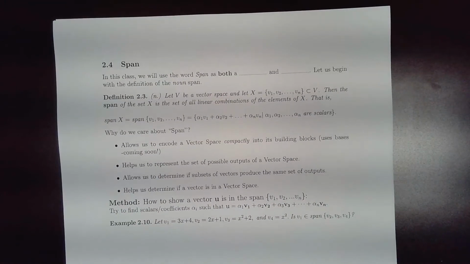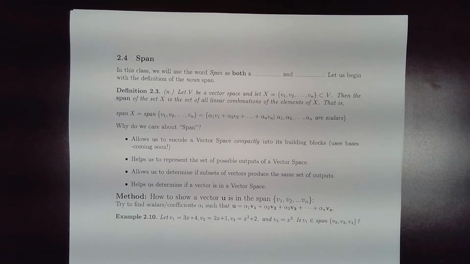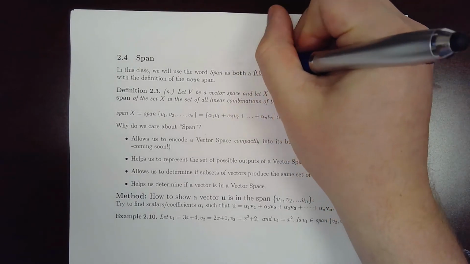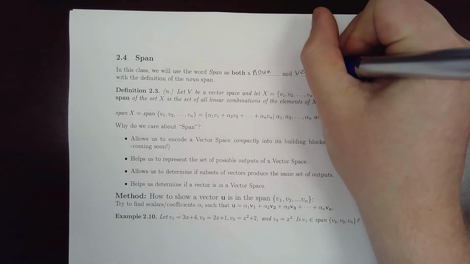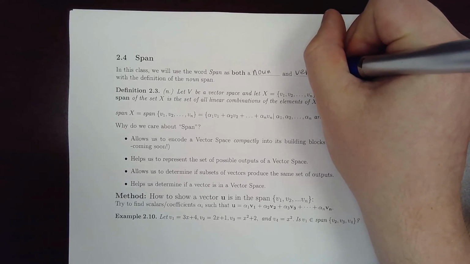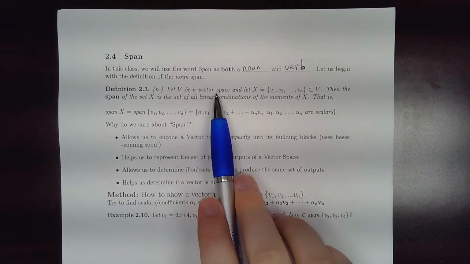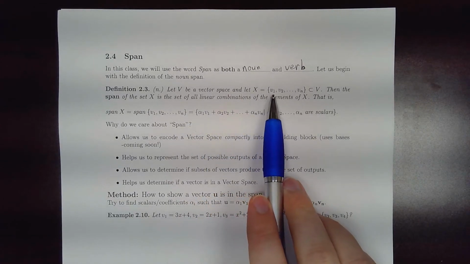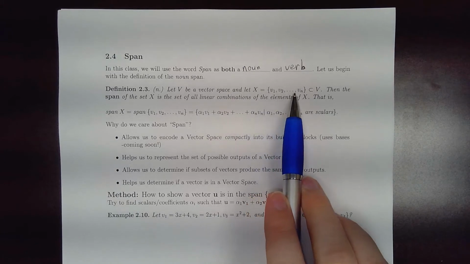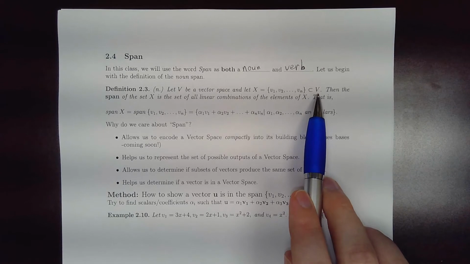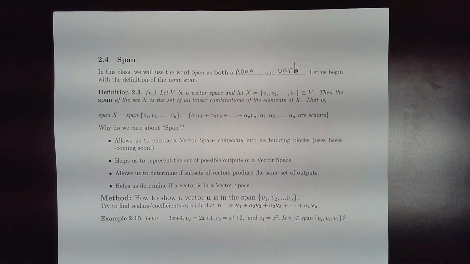All right, so let's get into a formal definition for span. In this class, we're going to use the word span as both a noun and a verb, and it's going to get confusing, so hang on. We're going to start with the definition of span as a noun. So let V be a vector space, and let X, which is the set of v1 through vn, which is all a subset of V, be a set that we're working with.